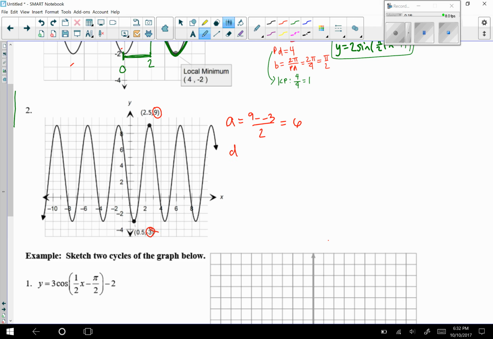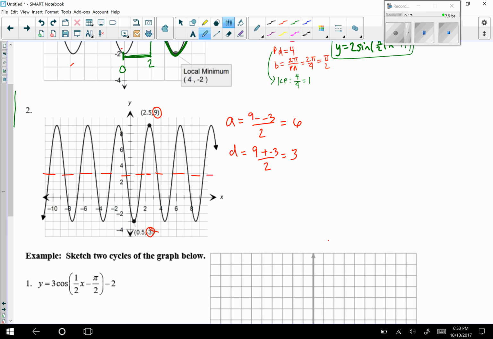Then I could also use my graph and just count down 1, 2, 3, 4, 5, 6 right here. So I know that's where my midline is going to be. And I can also check the other side, 1, 2, 3, 4, 5, 6. So my midline should be at 3. Just to double check, we can do the maximum plus the minimum divided by 2. So 6 divided by 2 gives me 3. So that checks out. I always like to draw that on my graph, because I know that's where my graph is oscillating back and forth between, so up and down.